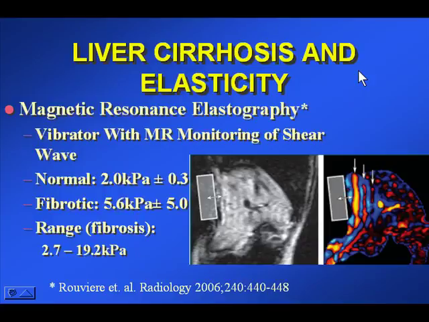MR can also be used to evaluate for liver cirrhosis. The MR also uses shear waves, which travel quite slowly through tissue. A vibrator is placed against the liver, and then a pulse sequence that is sensitive to phase is used to help image these shear waves as they traverse the liver. The speed at which the shear wave travels is proportional to the shear modulus within that tissue. And you can see the difference between normal and cirrhotic or fibrotic liver shown on this slide.